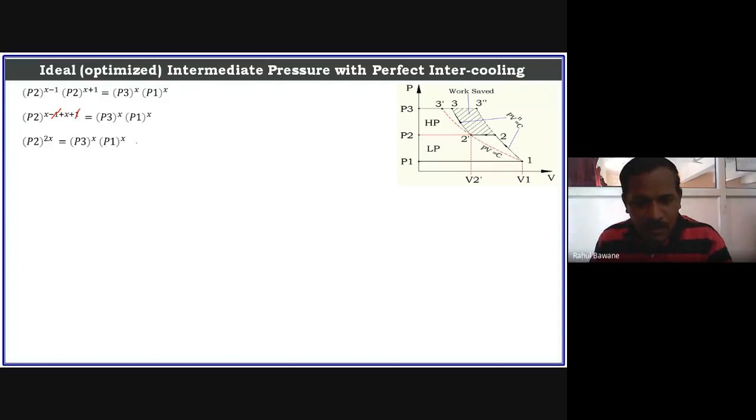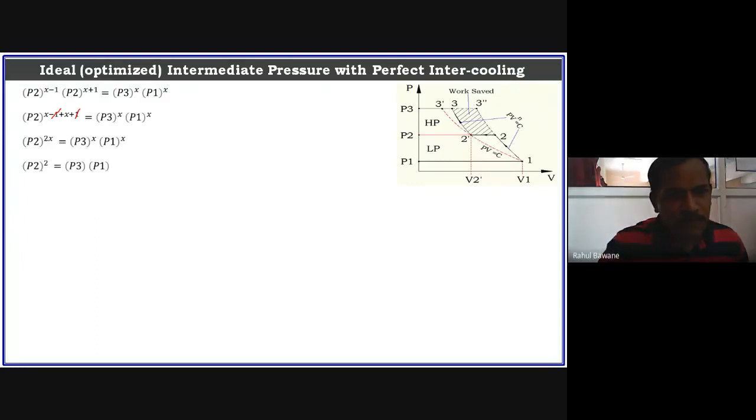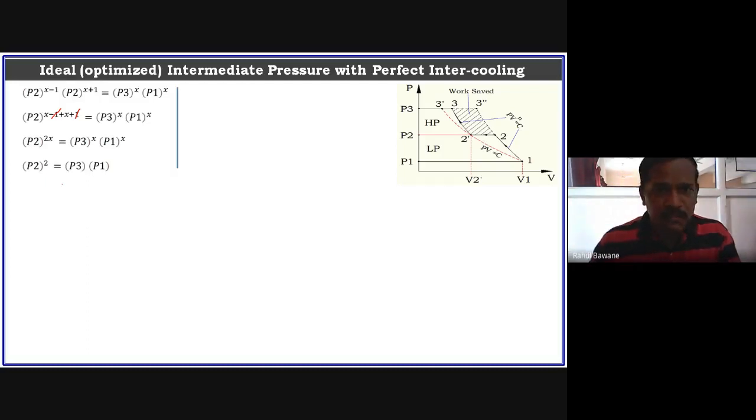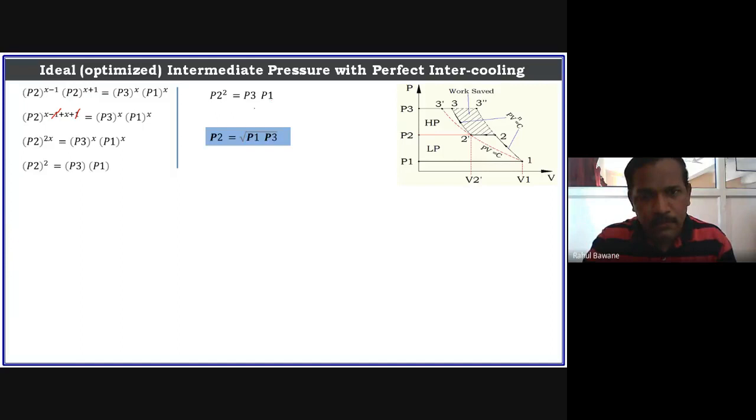Now if I simplify this, I get P2 square is equal to P3 multiplied by P1. This is very basic mathematics, you already know it, you learned it in your first year itself. Now, how to simplify this? There are two options. First option, P2 square is P3 P1, so if I take the value of P2, it is nothing but the square root of P1 P3.